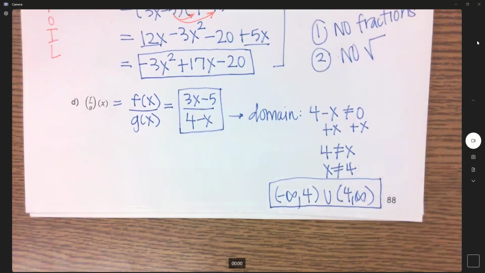I encourage you to try to do example 2 on your own. It is very, very close to what we just did here. So try doing example 2 and then hitting play and checking your answers.